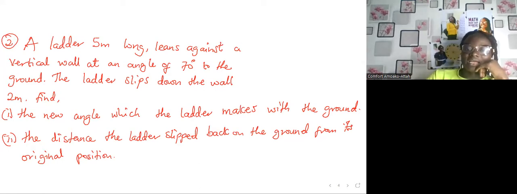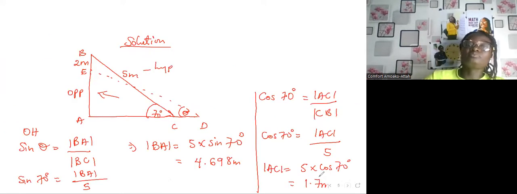Okay, so there's the ladder, the wall, the ladder is leaning against the wall, making an angle to the ground. And they went further to say that the ladder slips down the wall 2 meters. Find the new angle which the ladder makes with the ground. And find the distance the ladder slipped back on the ground from its original position. So for this, you're going to have two, okay? The original position and the new position. So let's see it. Perfect. That is what we are having over here.